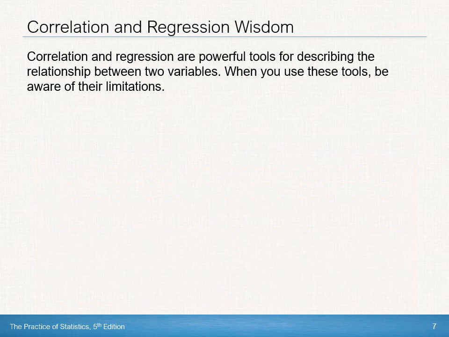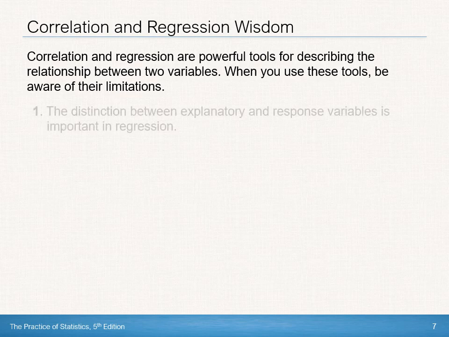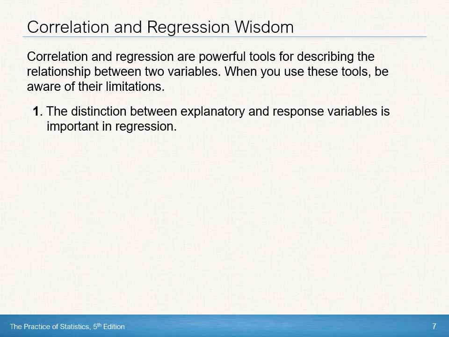Okay, correlation and regression are powerful tools for describing the relationship between 2 variables. When you use these tools, beware of some of the limitations. There is a distinction between the explanatory and response variable. That distinction is pretty important in regression.